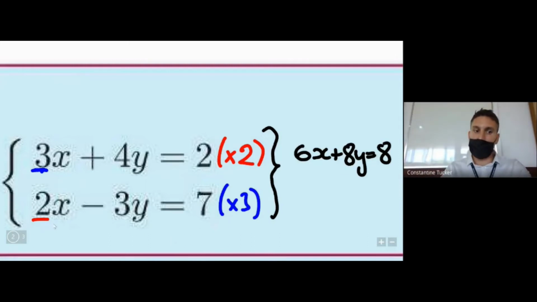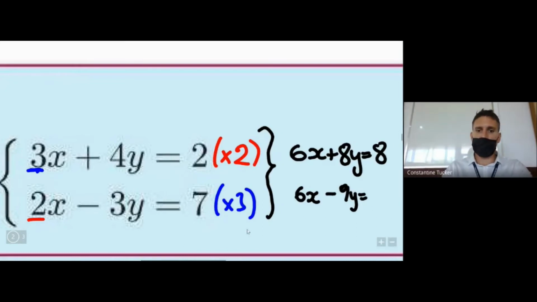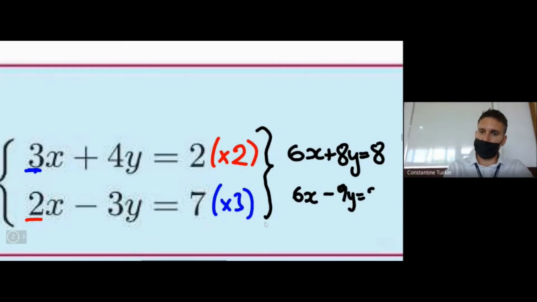Second row, we multiply everything by 3. So 2x becomes 6x. 3y becomes minus 9y, because it was minus 3y really. The minus stays the same. And then 7 becomes 21. Yes? Why? Because it's 4. Thanks for that, guys. Somebody was actually paying attention. Yes, 2 times 2 is not 8, it's 4. Thank you. So basically, now it should be right.